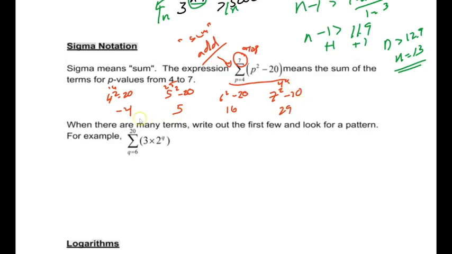You add all this up, because that's the sigma part where you add them all up: negative 4, 5, 16, 29. I get 46. And that's the idea. That's sigma notation. That's a very basic sigma notation. You just go, okay, start there, end there, plug it in, and then the sigma just means add them up.